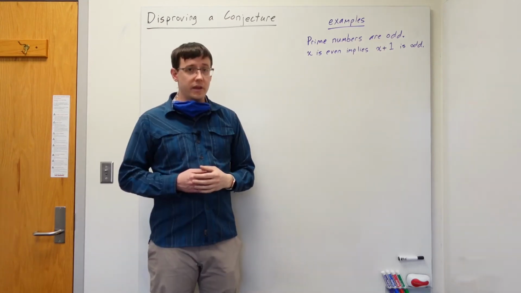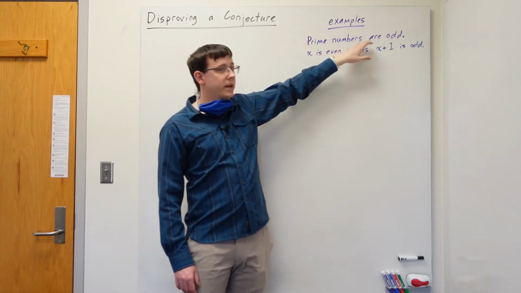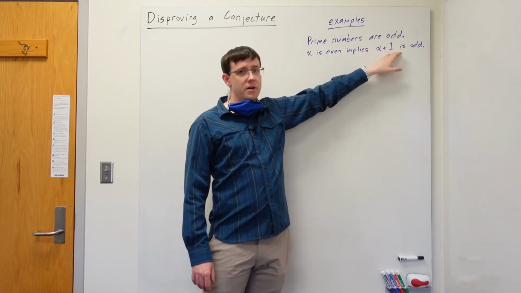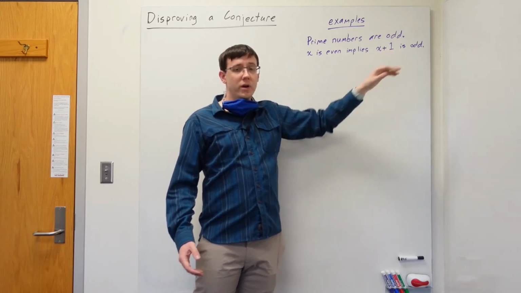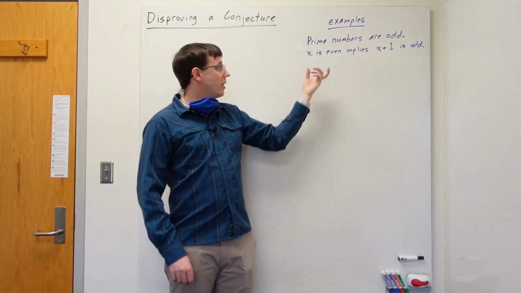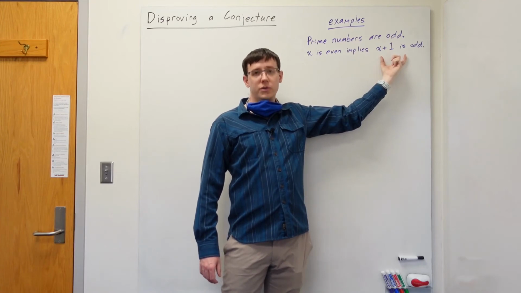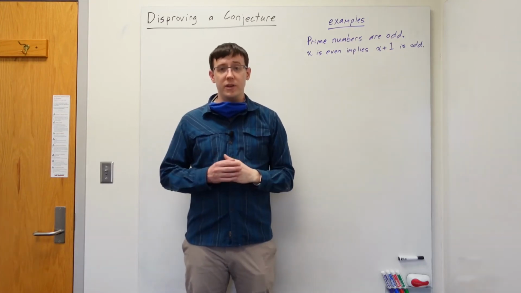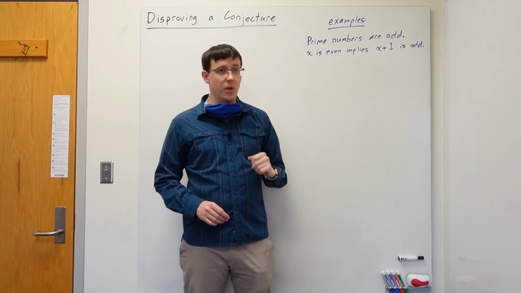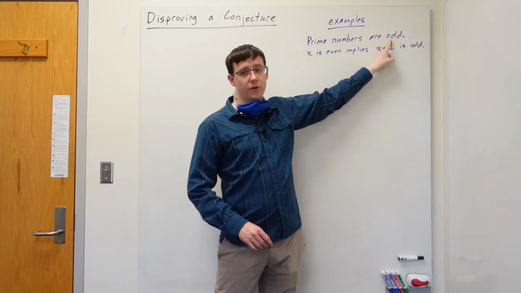For statements like these, where we are saying that if an integer is prime, then it is odd, or if an integer is even, then that number plus 1 is odd, we are saying that for every number where the hypothesis holds, the conclusion also holds. So to disprove these sorts of conjectures, it is sufficient to give a single example where the hypothesis is true, but the conclusion is false.